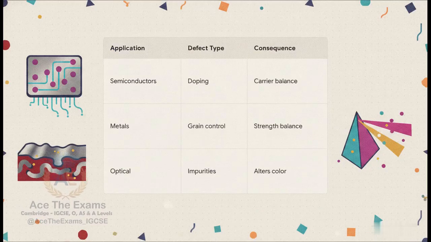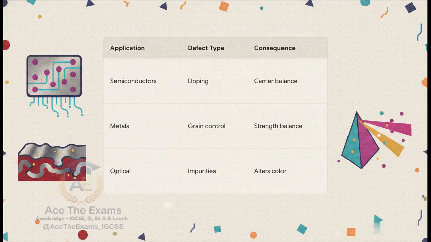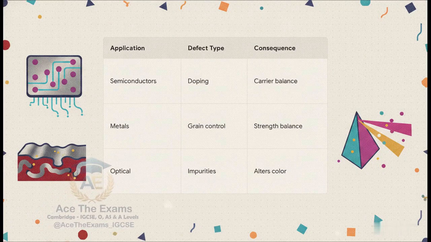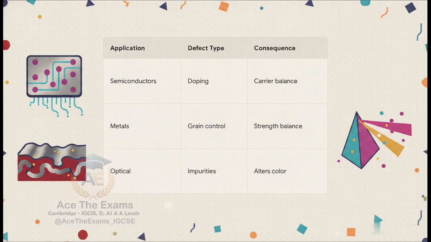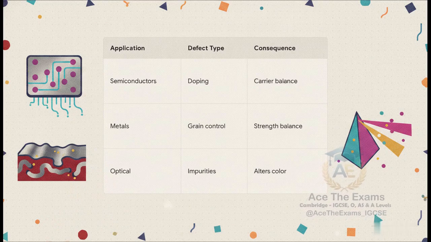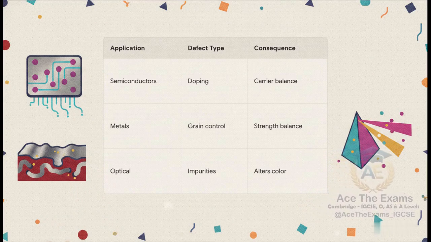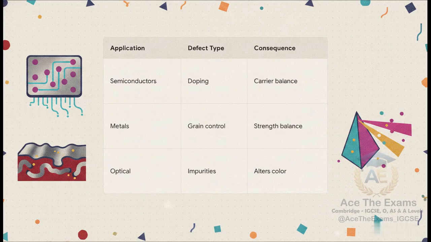As you can see on this table, this cause and effect relationship applies across the entire syllabus. In semiconductors, deliberate doping changes the carrier balance. In metals and metallurgy, controlling defects and grains balances the material's strength and toughness. And over in high-performance optical or magnetic materials, introducing foreign impurities alters color, response, or transport properties. Every single microscopic modification has a measurable, practical physical outcome.